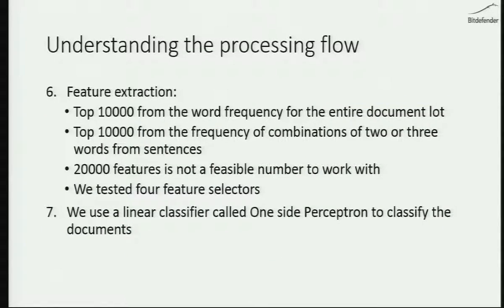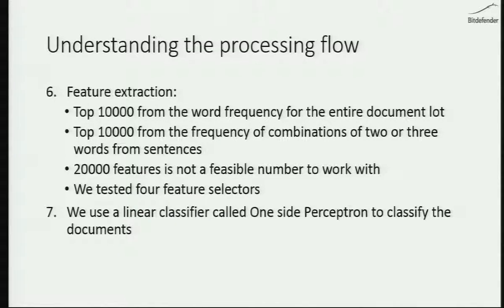So, after working with all these algorithms and processing the text, we did one thing that is rather custom when working with such algorithms. We extracted the top 10,000 words by frequency from the entire document lot, and I'm talking about the 1 million files. We also did some combinations of 2 or 3 words from the sentences, and this is why we split the text into sentences and didn't work on the entire text. Because when we have a sentence and we can do these combinations of words, we can extract sense from a sentence. So after doing this, we extracted the top 10,000 from the frequency of combinations.